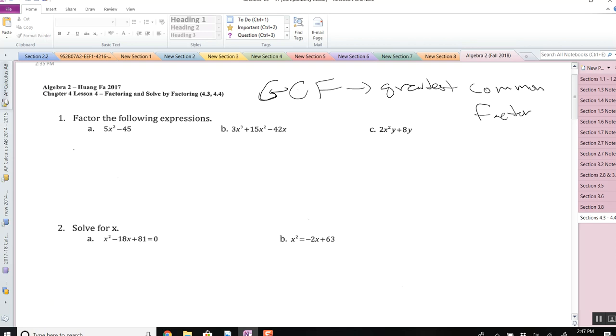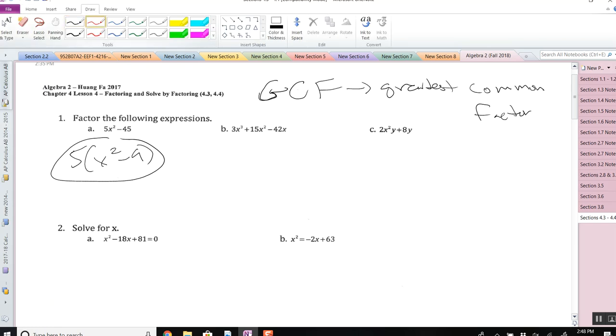So hopefully you could see that for part A, 5 is common between 5 and 45, so we pull it out. And it's really like division, right? Because 5 divided by 5 is 1, so you get x squared. 45 divided by 5 is 9, so we get negative 9. And that's factored. Let me change colors for a bit of contrast.